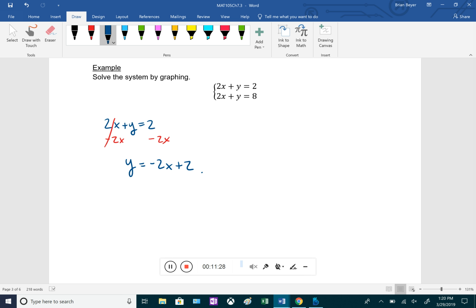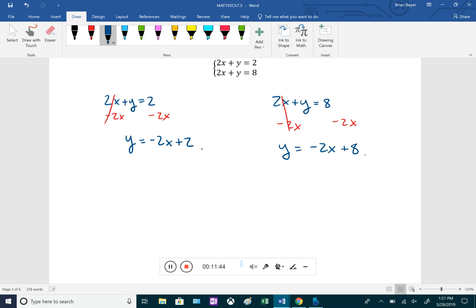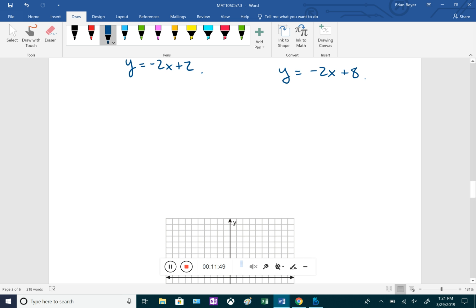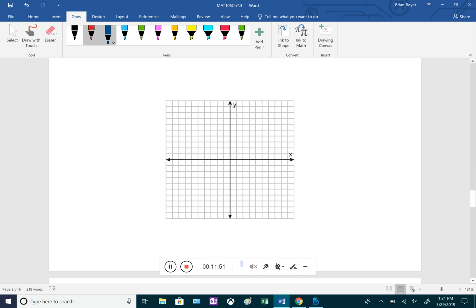And then the second one, we have 2x plus y equals 8. And we subtract 2x on both sides. And that gives us y equals negative 2x plus 8. Okay, so graphing these, we have y equals negative 2x plus 2. So negative 2x plus 2 is going to have a y-intercept of 2. Slope of negative 2, so down 2 to the right 1. So that's going to look something like this.